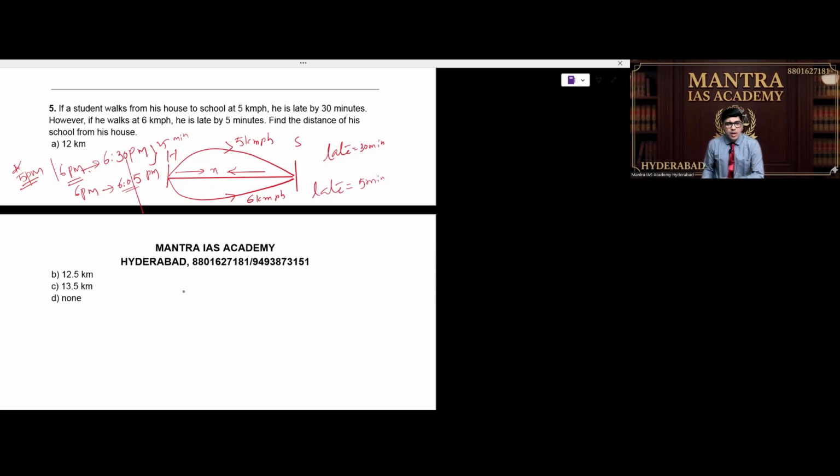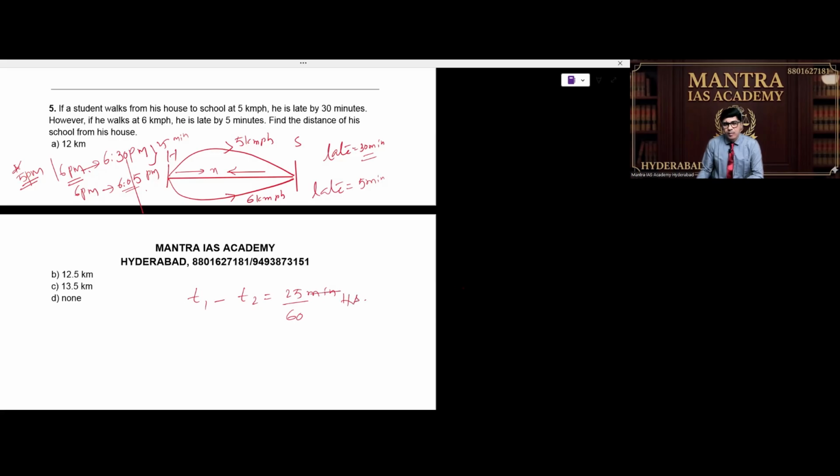So the clue here is the difference between the first time and second time is equal to 25 minutes. I mentioned already, instead of 6 o'clock, you reached by 6:30, but with the second speed you came by 6:05. The difference between 6:30 and 6:05 is 25 minutes. This is 25 by 60 hours. Now you can make it.